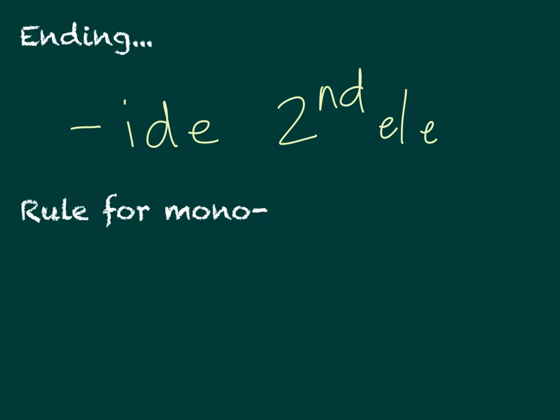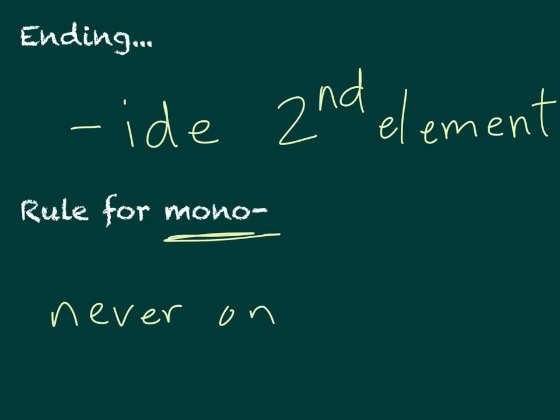For the endings of molecular compounds, the second element is always going to end in IDE. That's only for the second element. So for example, we'll have oxide or sulfide or something like that. So it's not the name from the periodic table; the name changes to end in IDE. The prefix mono is never used on the first element. Never on the first element. Every other prefix is used on the first element, but not mono. All of the prefixes, including mono, are always used on the second element.